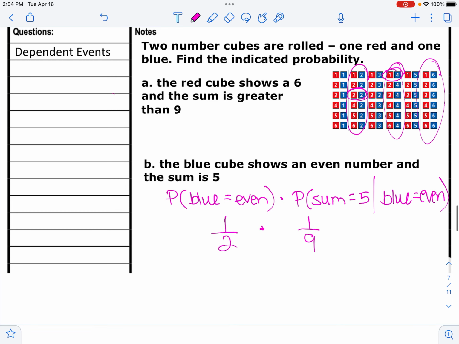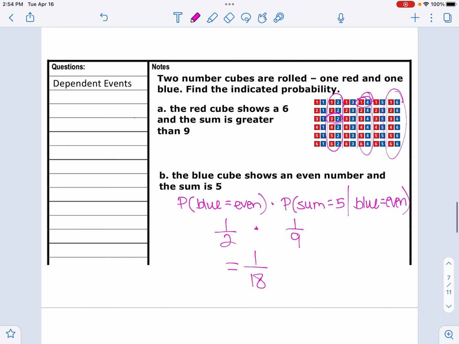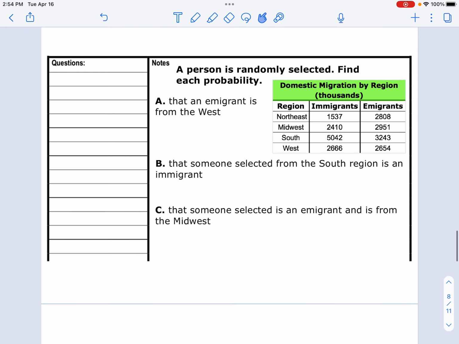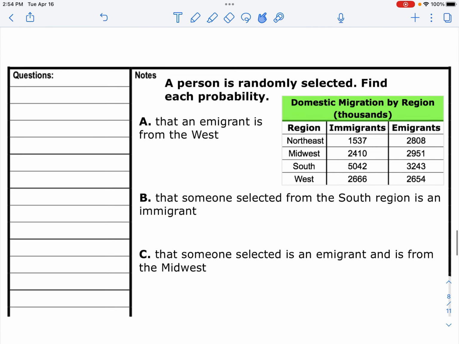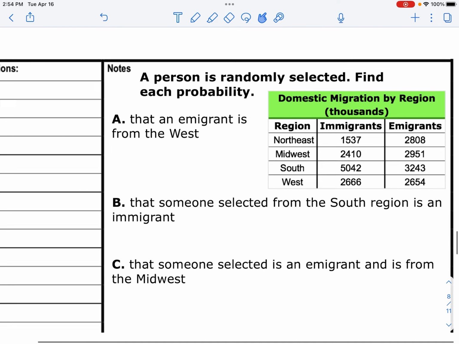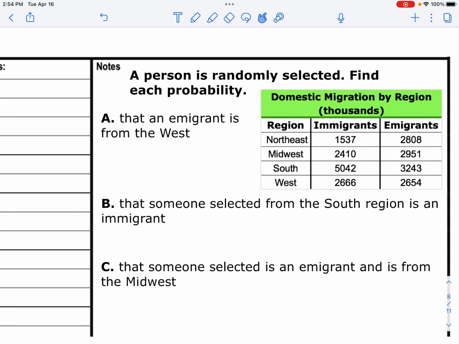Okay, so if I do that, 1 times 1 on the top is 1. 2 times 9 is 18. So the probability is 1/18. Okay. Again, these can be a little tricky. Now, sometimes you can be given a chart, and it's like the wording is really important. But the chart should make it a little easier.